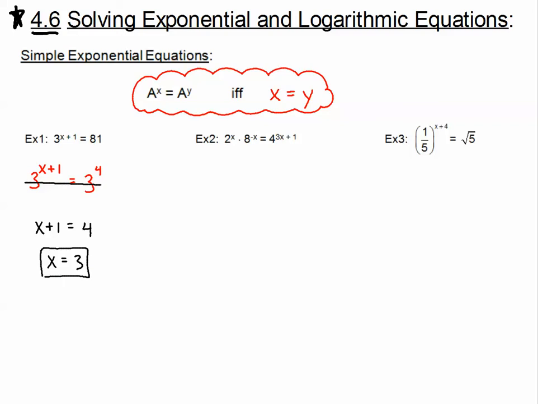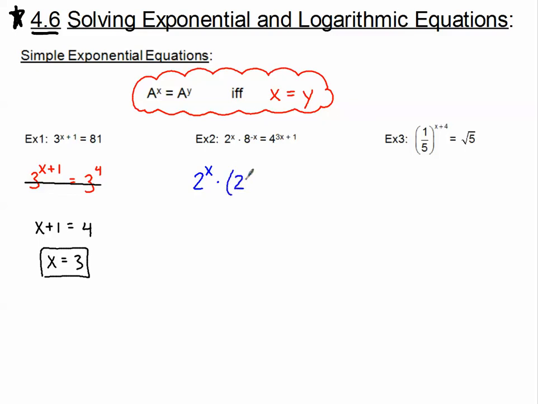Looking at example 2, we got a few more things going on. I see a base 2, I see a base 8, I see a base 4. And if I need to rewrite them all using the same base, I probably have to choose the smallest of those numbers, which is 2. So I'll go ahead and leave 2 to the x power alone. 8, I'm going to need to rewrite as a base 2. So hopefully you know that 8, of course, is 2 cubed.